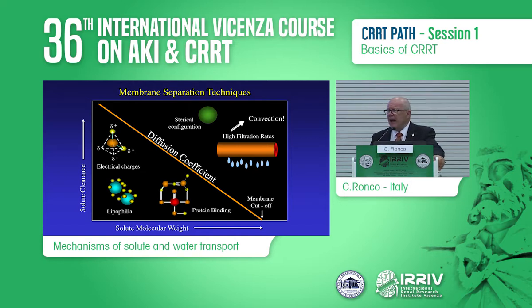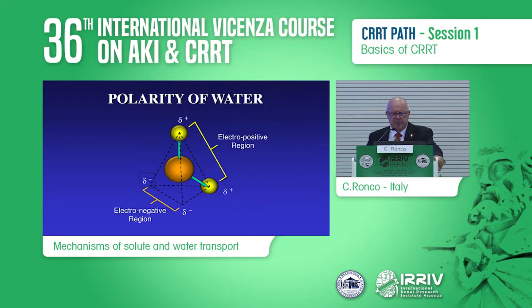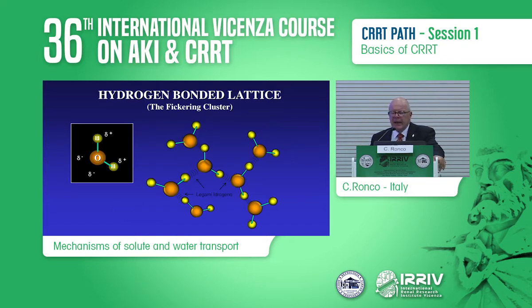However, there might be factors that interfere with the ideal line, and these are presence of electrical charges, lipophilic structure, and protein binding that reduce the expected clearance. Other factors like spherical configuration, if you have a very rounded molecule, or high filtration rates, actually make diffusion tend to be better. Everything is somehow depending on the polarity of water that has electronegative and positive regions and tends to link molecules through hydrogen bonds.